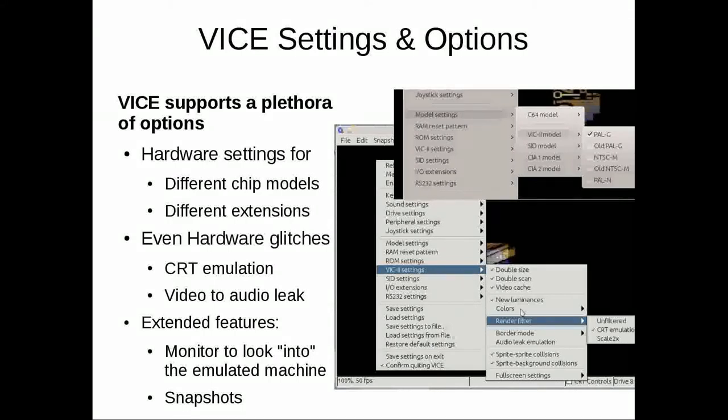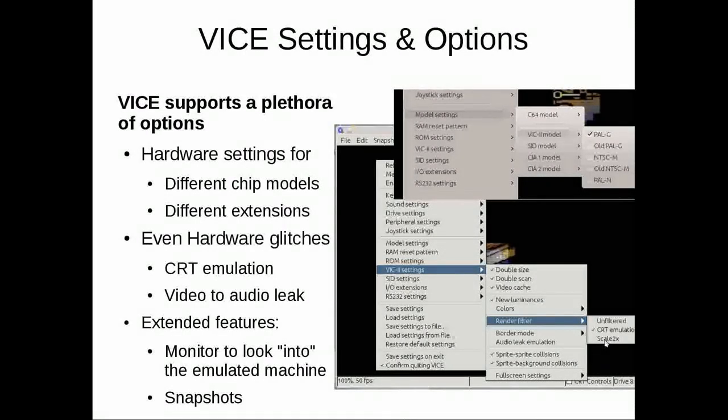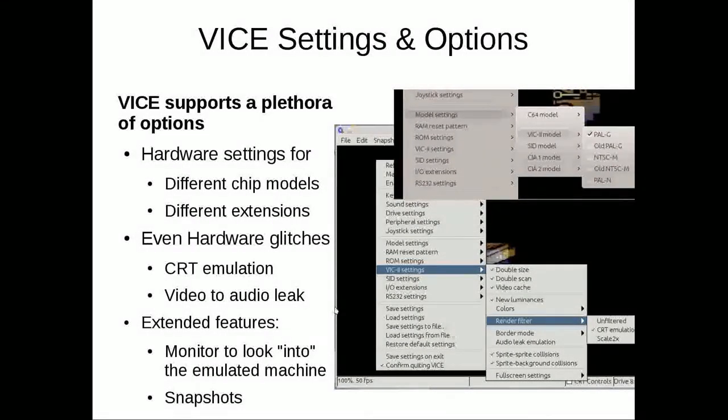Another setting here is the render filter. Here you can switch on the CRT emulation that actually blurs the image to give you a feeling you're watching that on an old style TV set. Or you can leak the video signal to the audio signal, so you have specific video patterns on the screen. You can hear them on the audio signal.